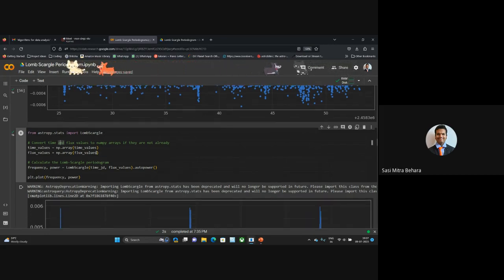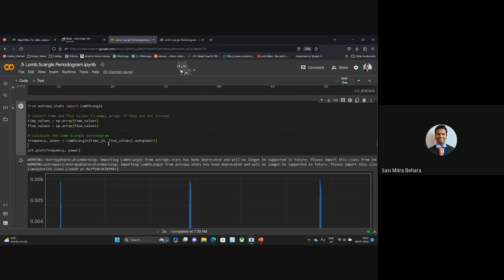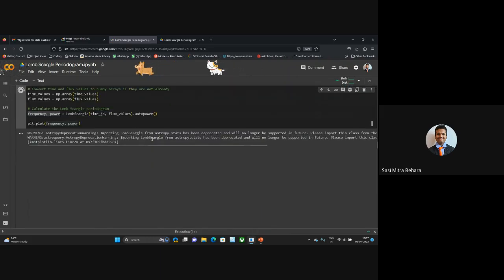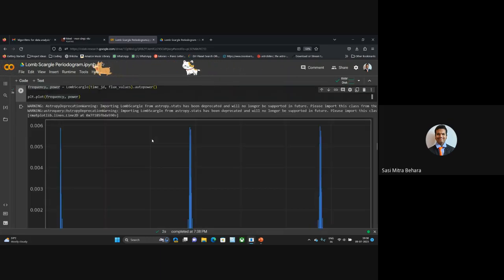Now for Lomb-Scargle, we need to pass in the time values and the flux values. We give it the time, and we give it the flux, and we just tell it auto power, and that essentially gives us the frequency and the power of the periodogram. And running that, here is the plot that we get.